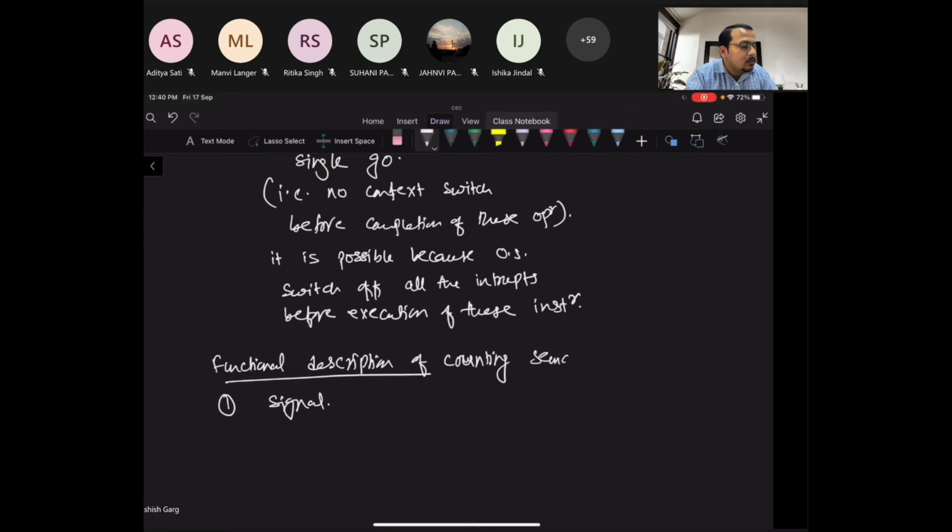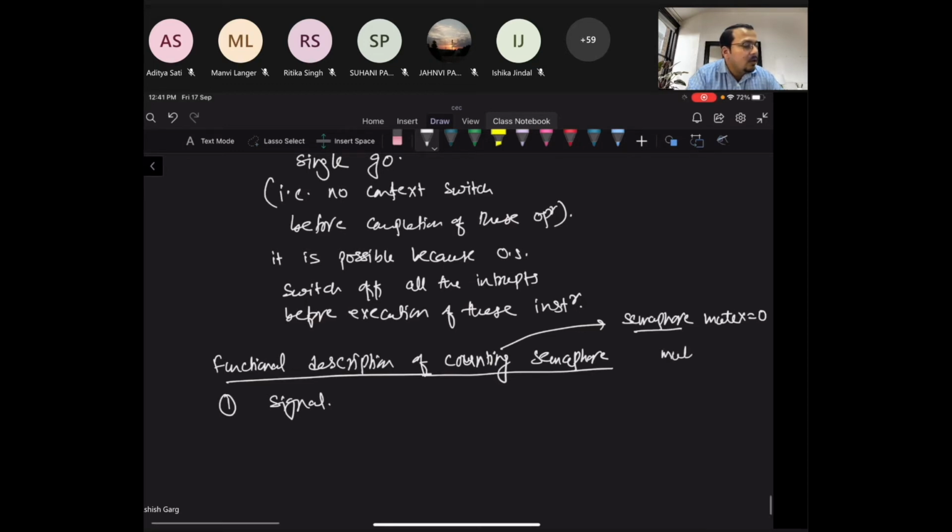Counting semaphore. In counting semaphore, let's say semaphore mutex = 0. This mutex is a variable name and it is of type semaphore. So mutex can have any value from minus infinity to plus infinity. Counting means it can have any value on our number line. That is counting semaphore.